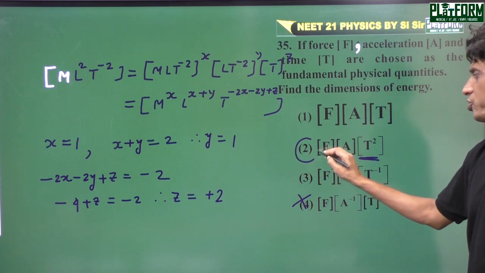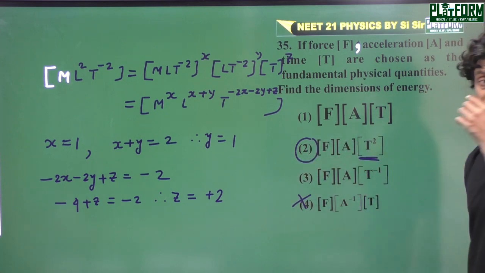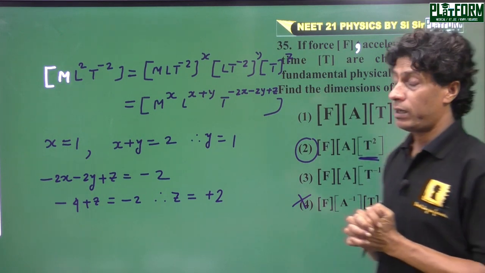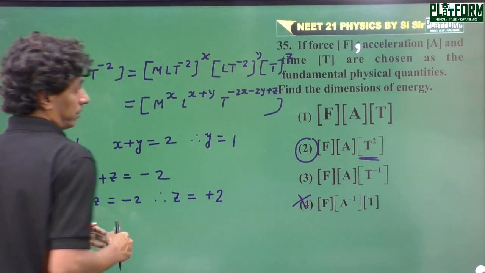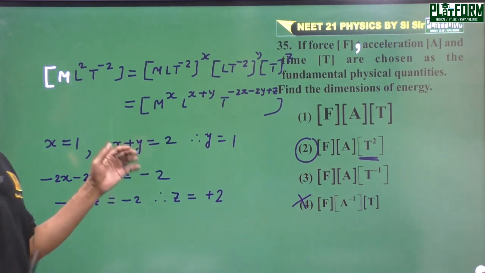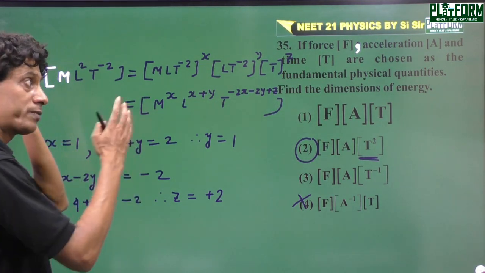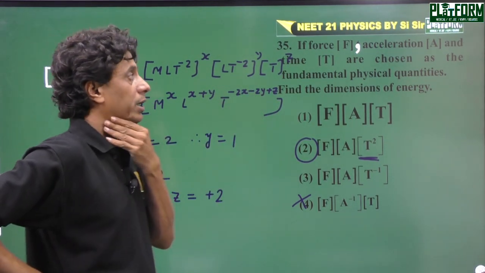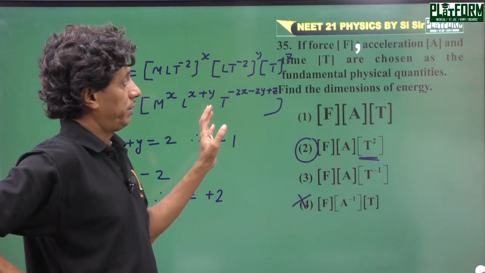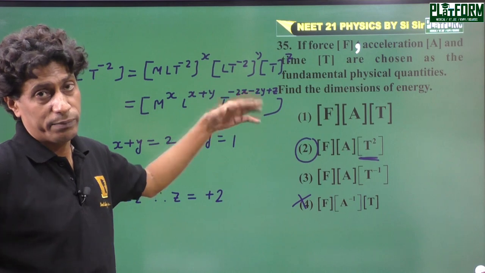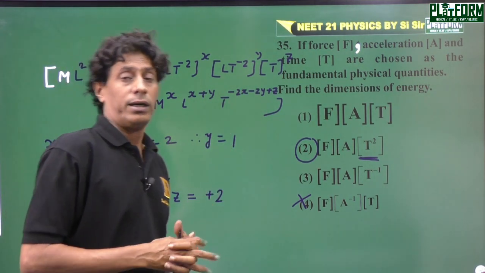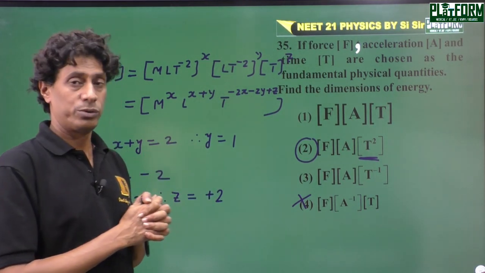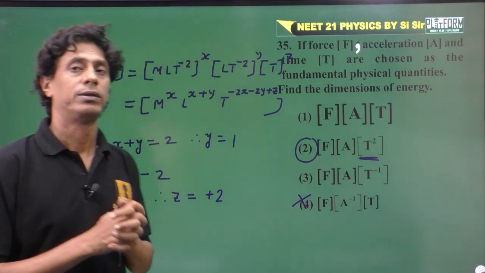Therefore the right option is 2. So this will be the dimension of energy if we take force, acceleration and time as the chosen fundamental units. Okay, so this is question number 35, the last question of section A. So in this way I have discussed questions 1 to 35. I think you all understood what I have discussed, and you can check your answers from my discussion. So best wishes for all of you. That's all.